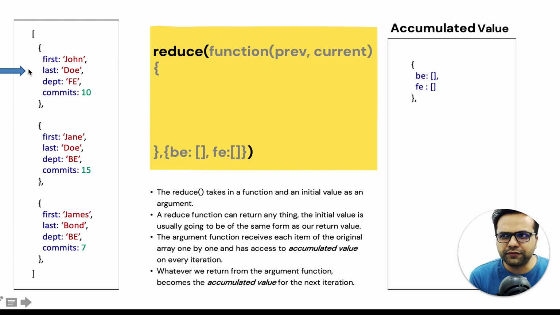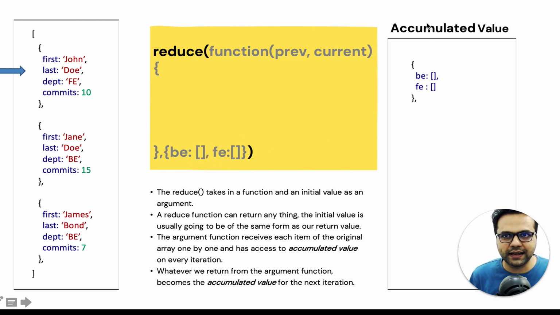So for the first iteration, for the first item, what will be the previous value? I have explained it a couple of times till now, so I expect you to answer it. Yeah, never mind. If you did not get it, it's going to be the initial value. In the first iteration, the previous value will be equal to the initial value.